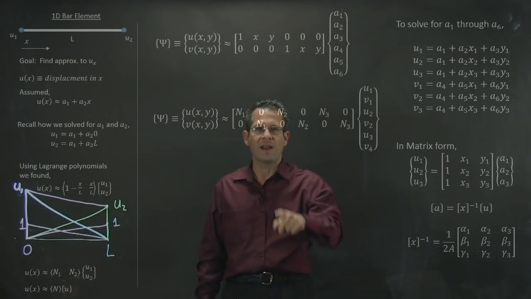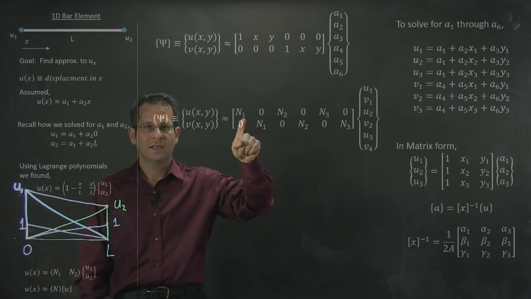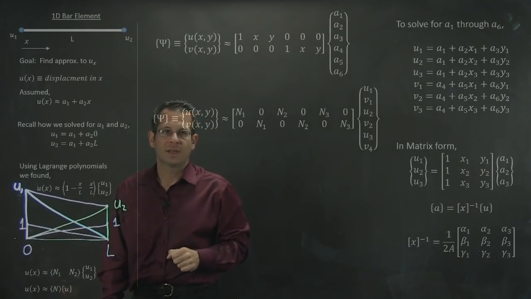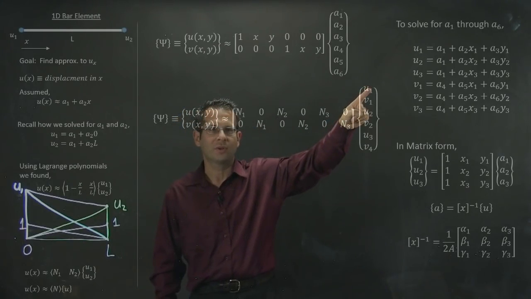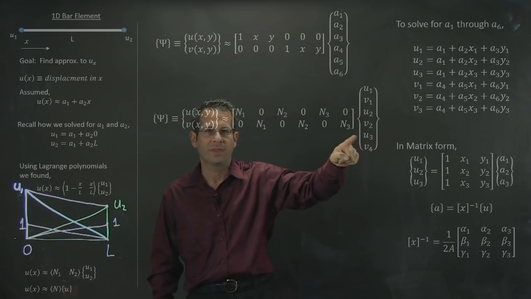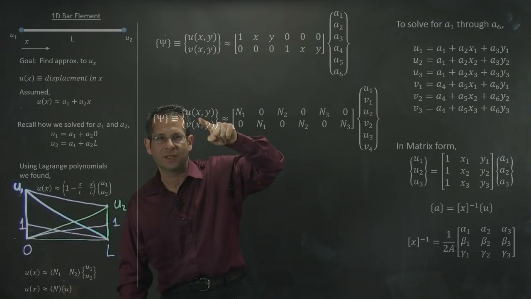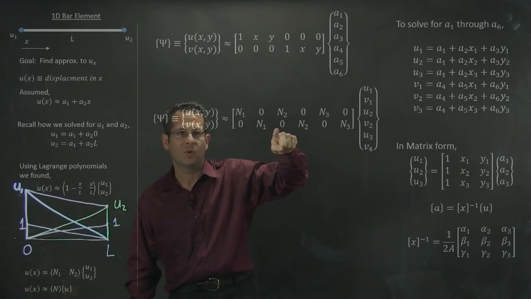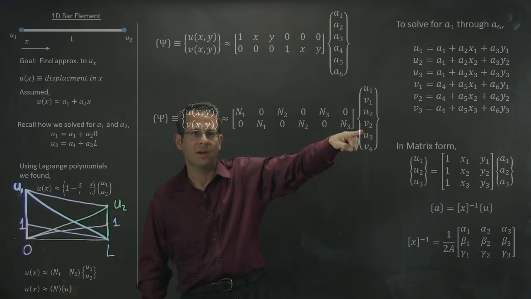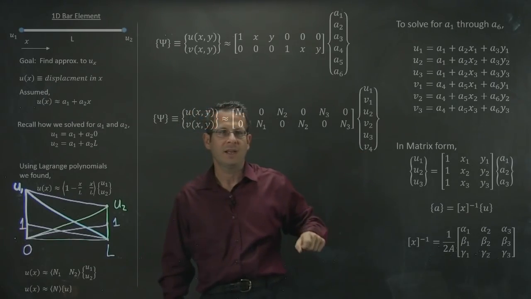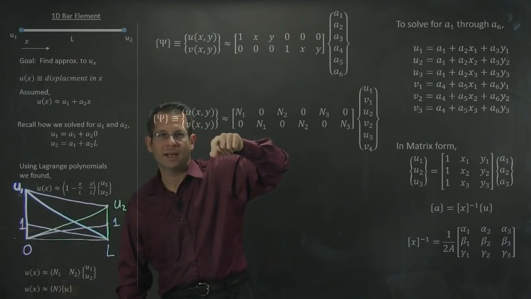I want to be able to write my unknown function I'm trying to solve for in terms of shape functions. Notice that n1, n2, and n3 along this line are only going to be multiplied by u1, u2, and u3, which will yield an approximation for u as a function of x and y. Likewise, n1, n2, and n3 on this row will get multiplied only by v1, v2, and v3. That should be a 3. To come up with an approximation of v as a function of x and y.